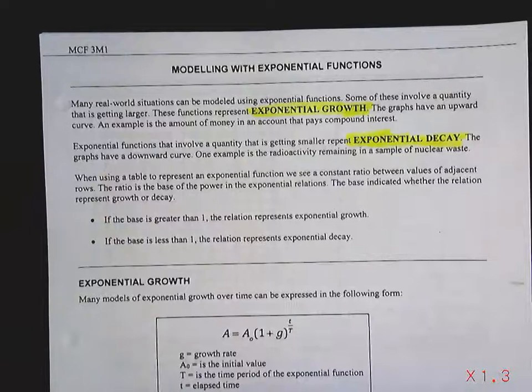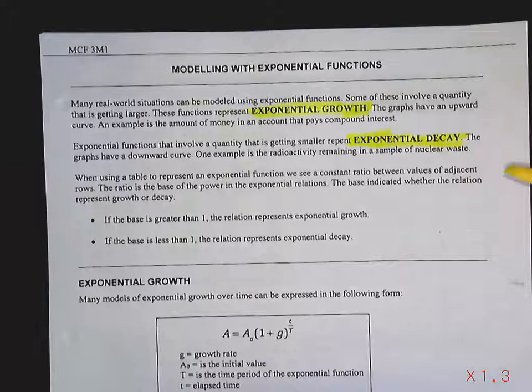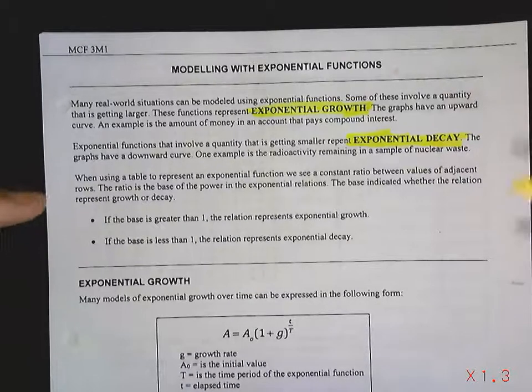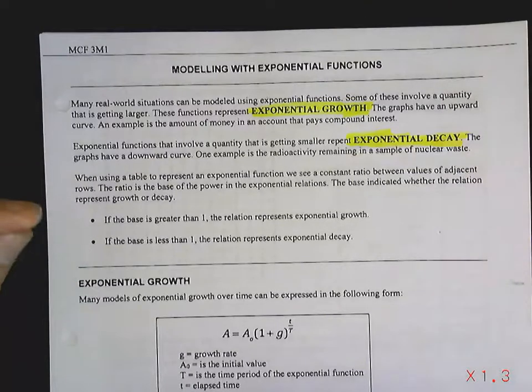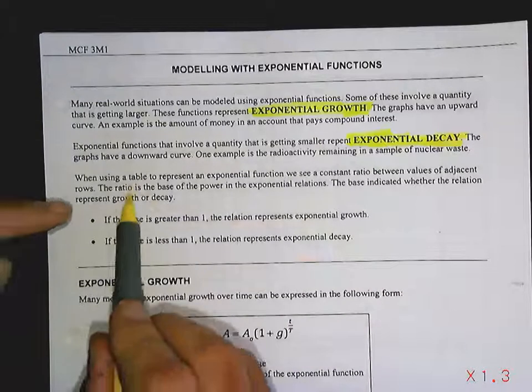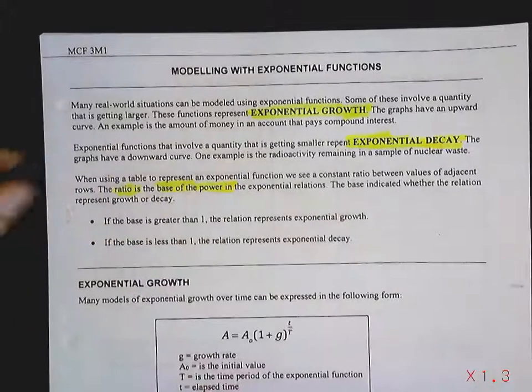When using a table to represent an exponential function, we're going to see a constant ratio between the terms in adjacent rows. That's what we did in the video before, where we took a y value and divided it by the y value that came before it, and we kept getting the same ratio all the way down. So that's what we're going to be seeing in a table of values. This ratio is the base of the power, and we talked about that in the last video as well.